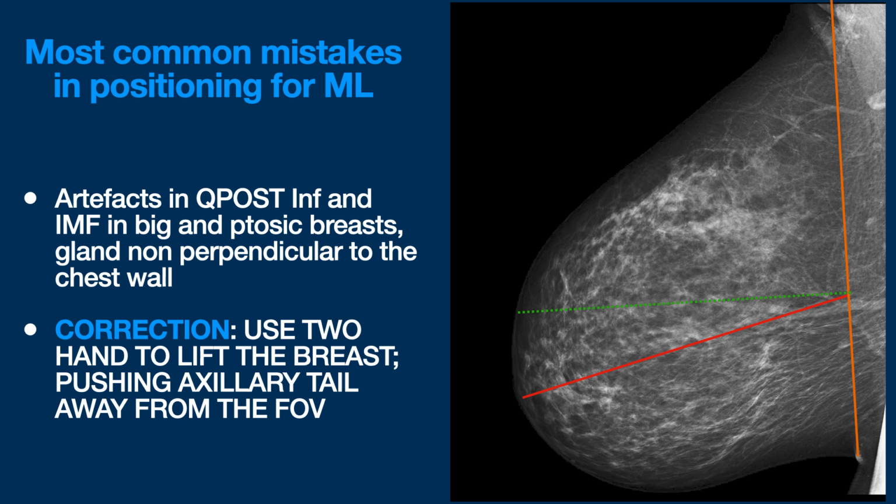Another very common error is artifact in the IMF and in the posterior inferior quadrant, especially in very heavy and ptotic breast. It is certainly very difficult, but it's necessary to push the breast upwards very well in order to satisfy the most important quality criterion, the position of the gland.